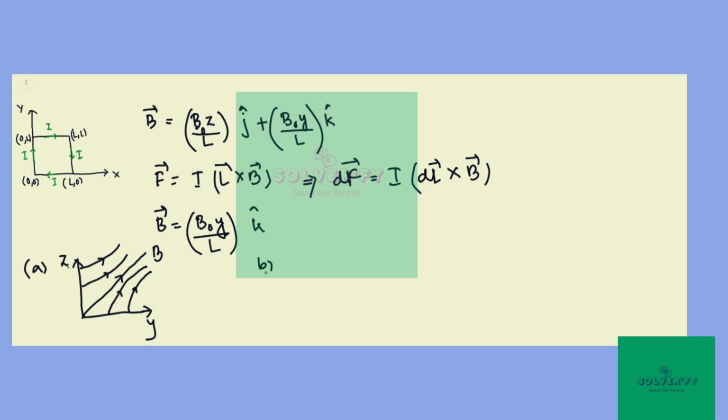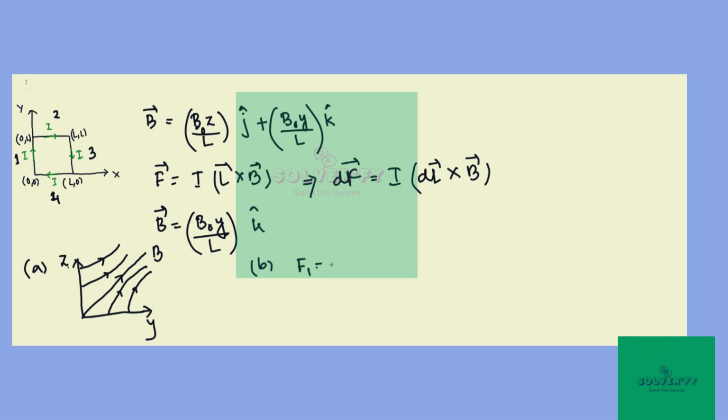Now for part B, we have to find the force. So let's find it for side 1. Let's mark the sides first. So this is side 1, let's call this side 1, this to be side 2, this to be side 3, and this to be side 4. And for side 1, let's call the force F1.